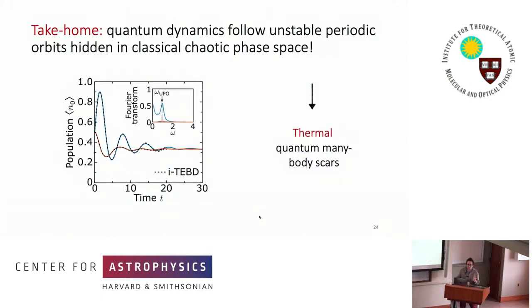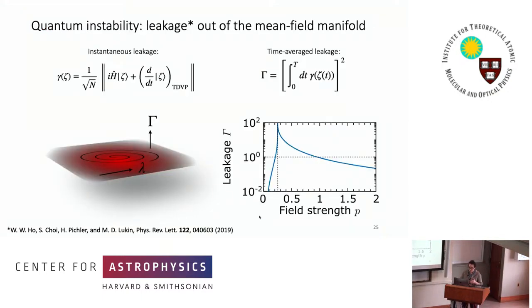So the take-home message is quantum dynamics follow these unstable periodic orbits hidden in the classical chaotic phase space. But of course, it's not the entire story, and that's why there is thermalization. So we call these thermal quantum many-body scars. I'd like to just wrap up very quickly by saying that there is one little bit left in the story, which is basically the leakage.